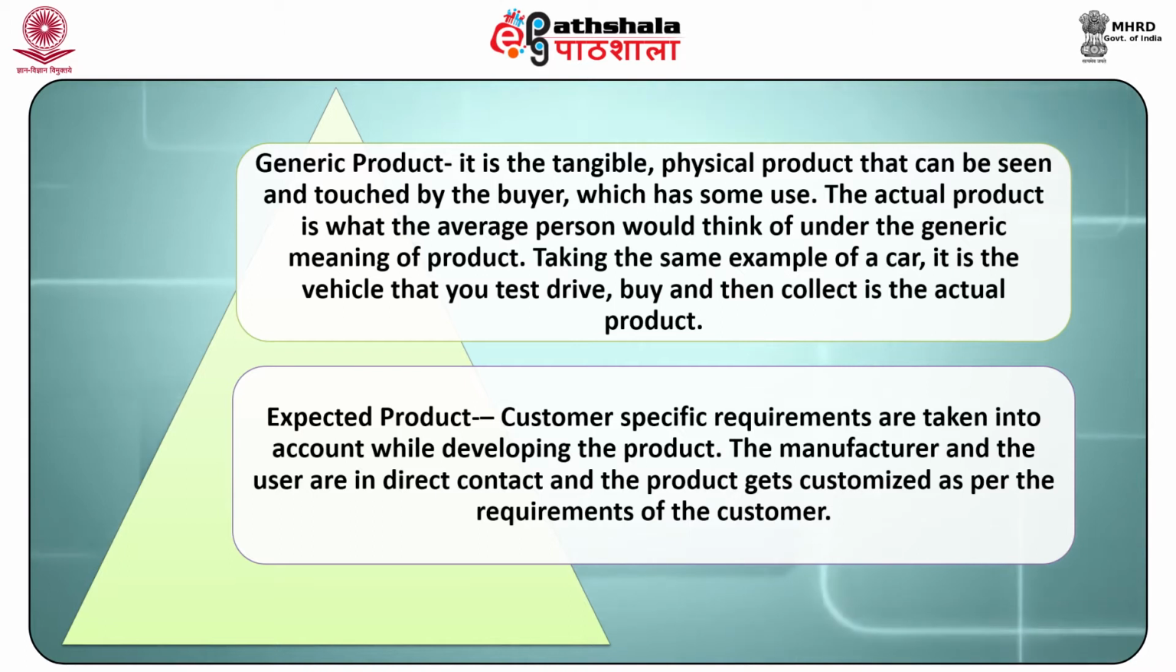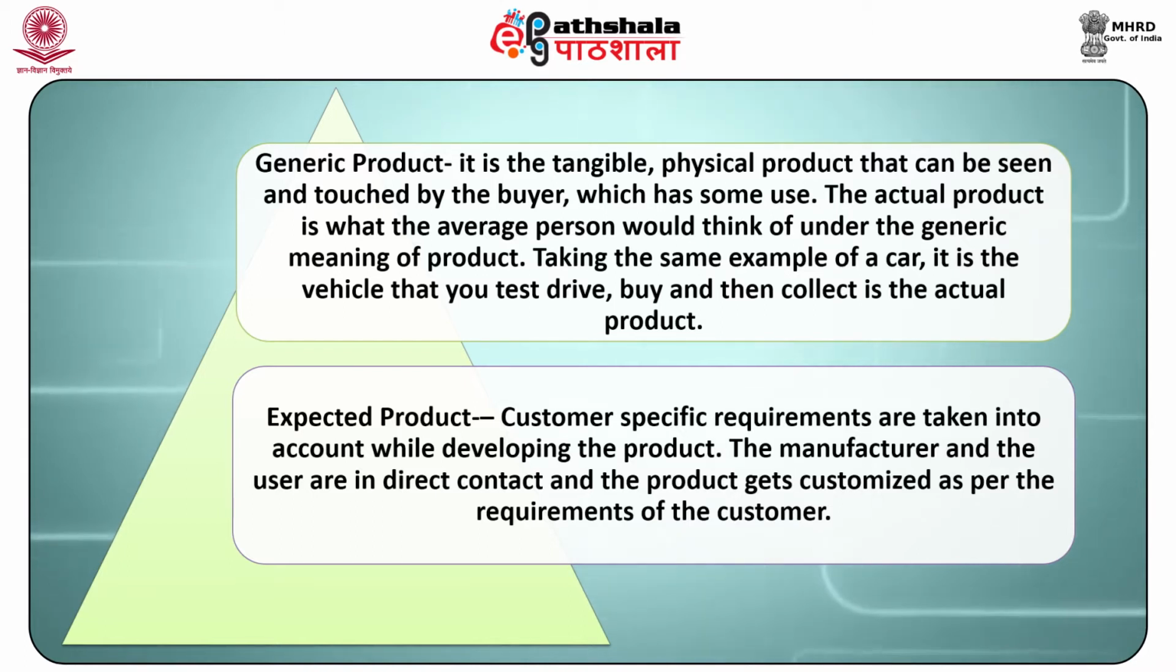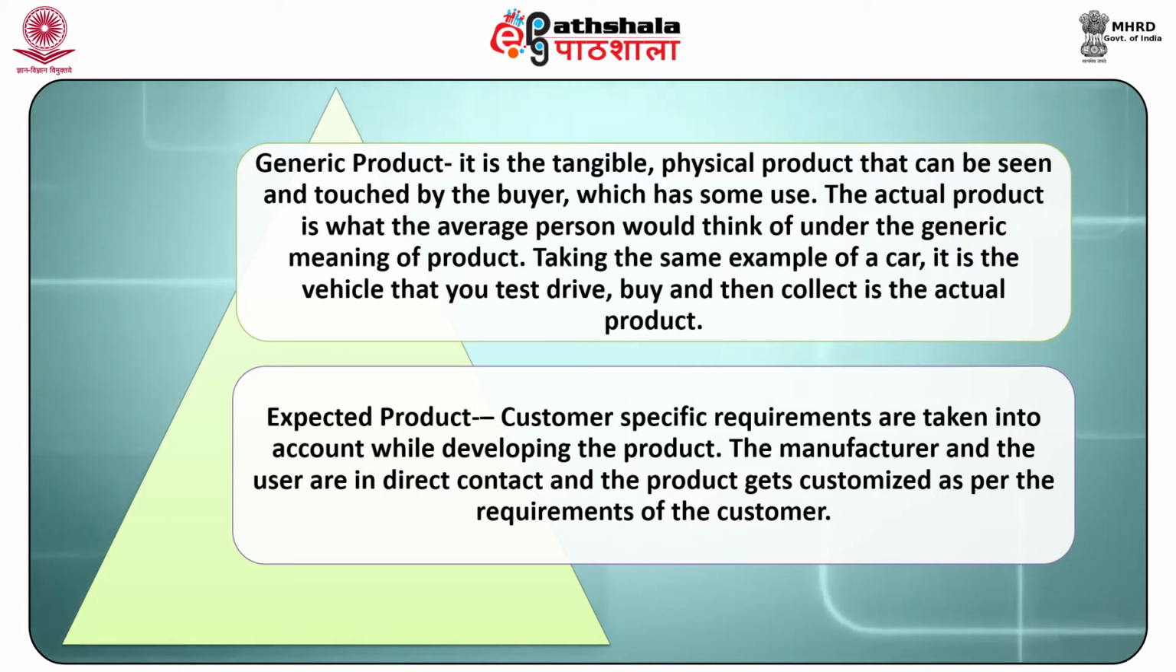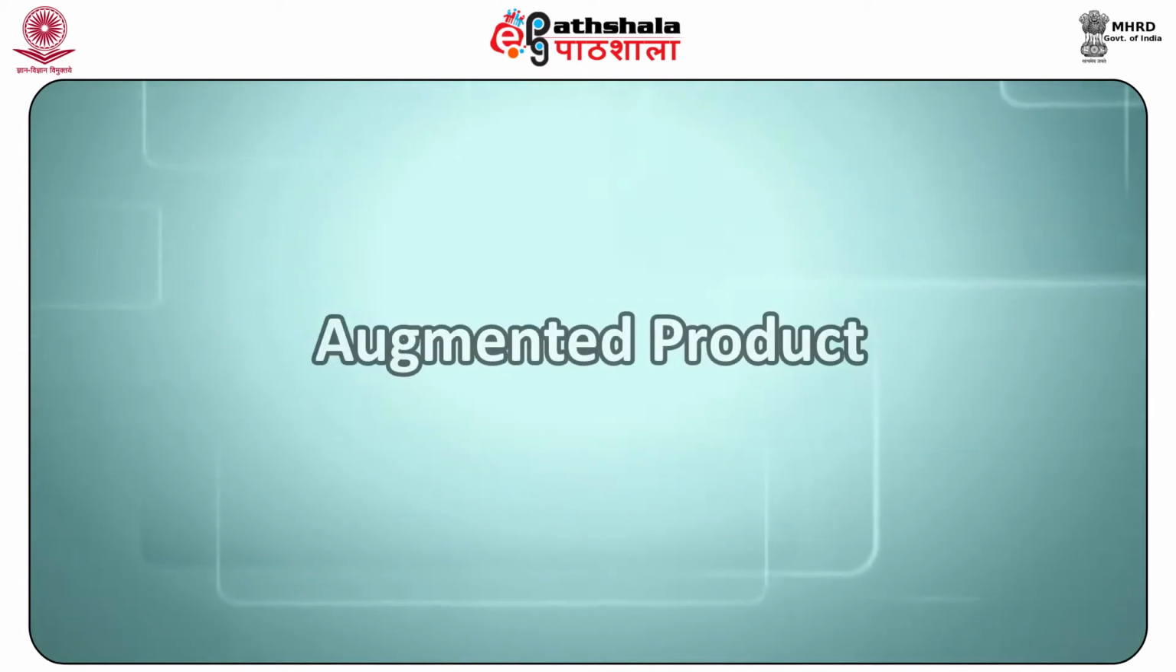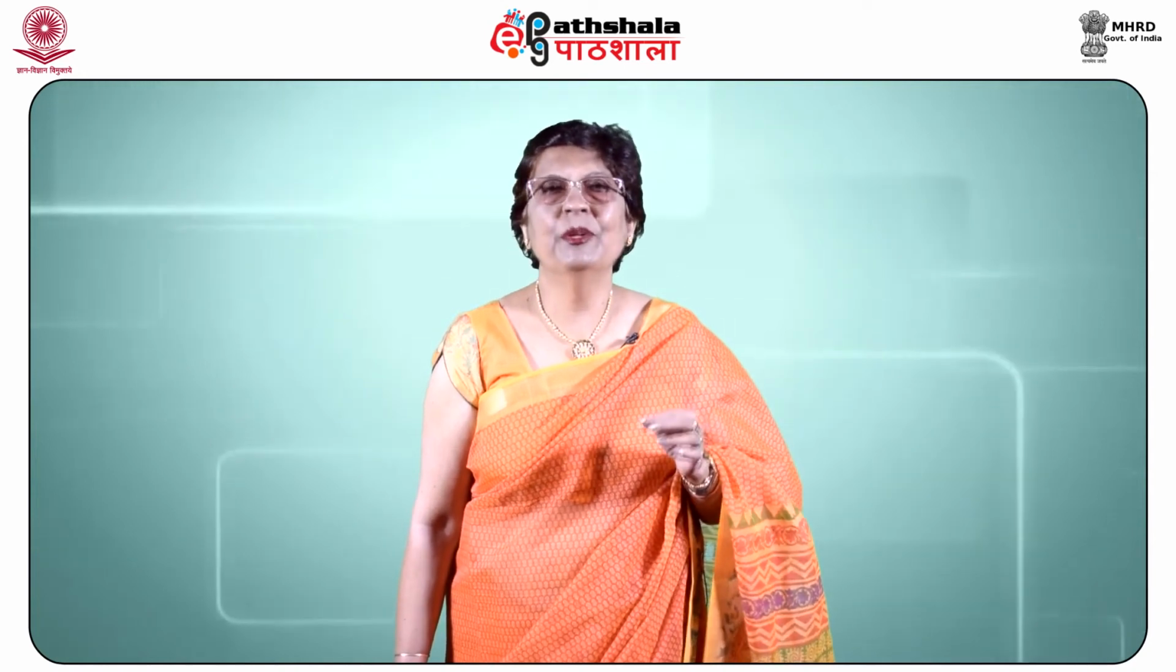3. Expected product. Customer specific requirements are taken into account while developing the product. The manufacturer and the user are in direct contact and the product gets customized as per the requirements of the customer. 4. Augmented product. It refers to the non-physical part of the product.